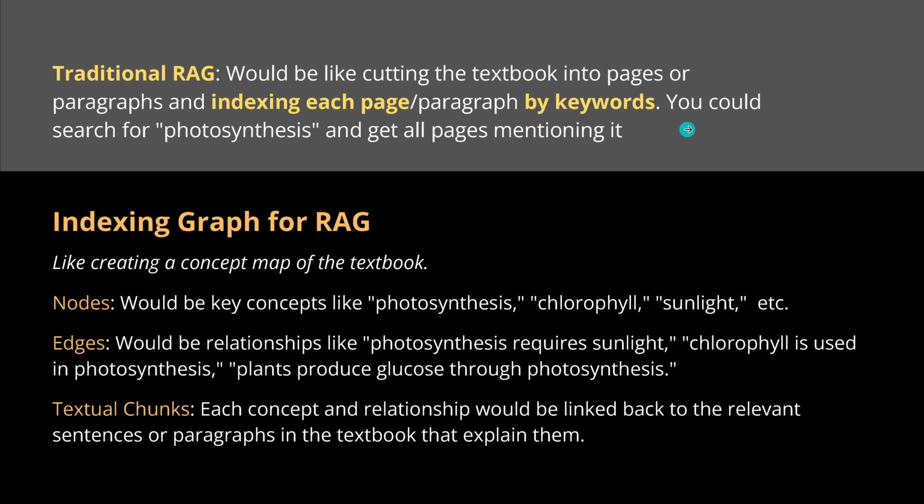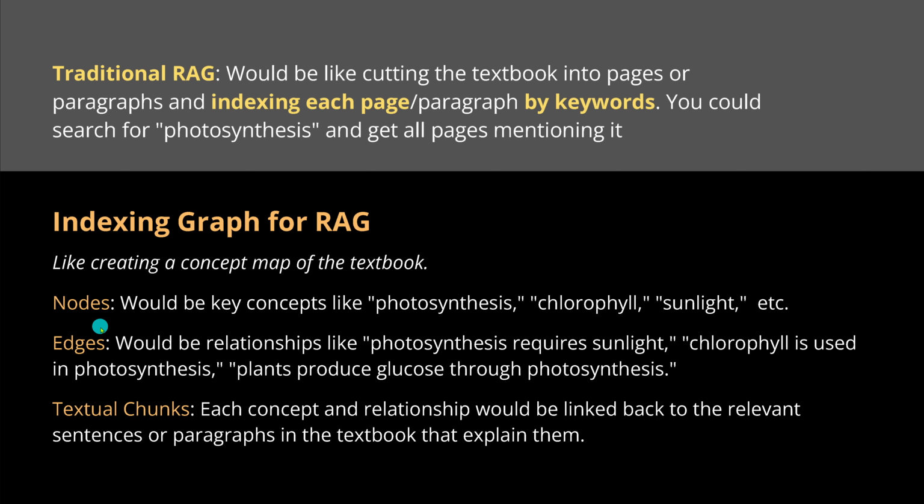Think about it if you compare it with the classical index. In a traditional RAG system, you have a textbook, you have pages, you have paragraphs, and you index each page or each paragraph by keywords. And then if you search for the word photosynthesis or whatever, you get all the pages that mention this particular technical term. We go now the next step of an indexing graph for the RAG, and we build a kind of concept map of the textbook.